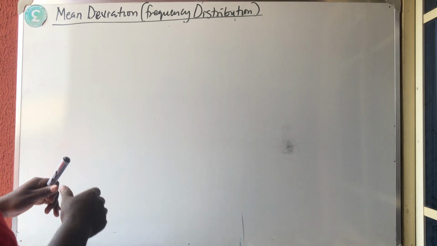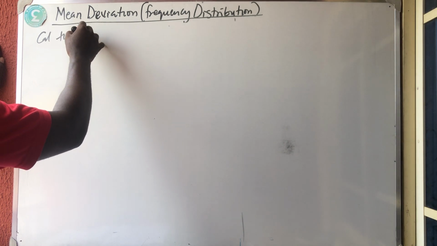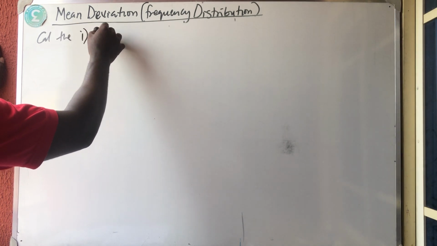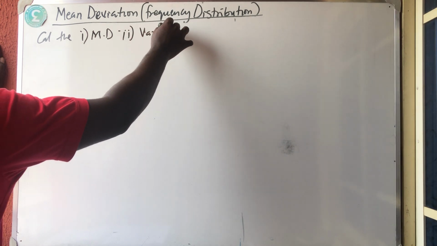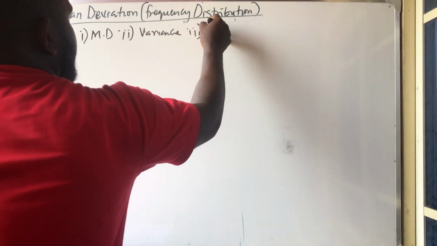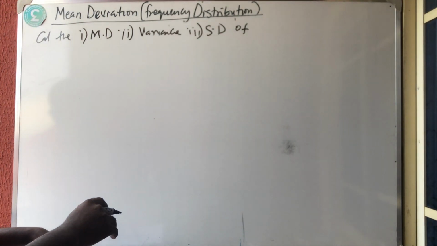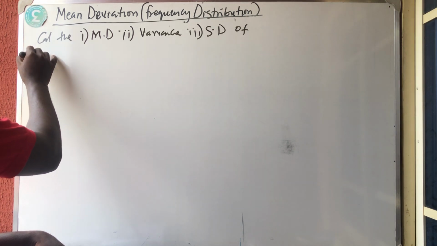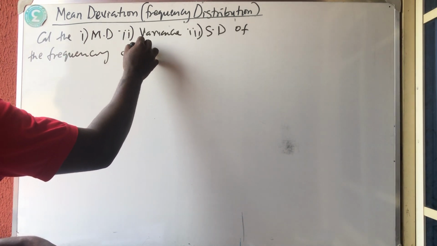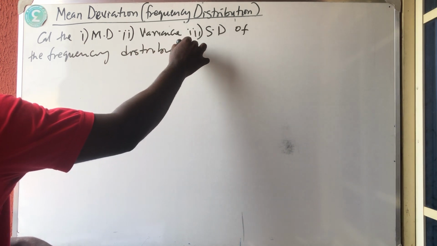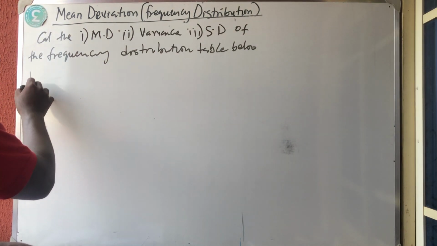So let's take a question. They say calculate the mean deviation, variance, and standard deviation of the frequency distribution table below. Okay, so they gave us something like this.